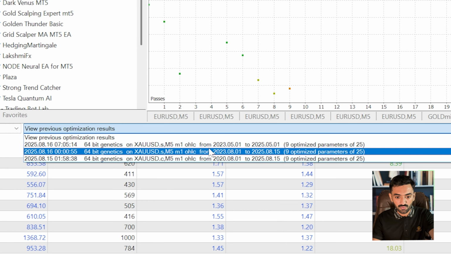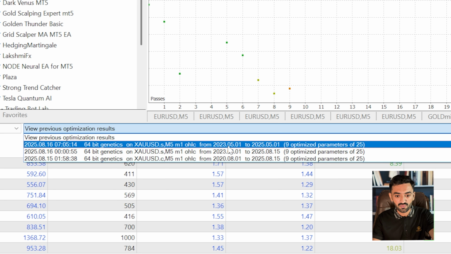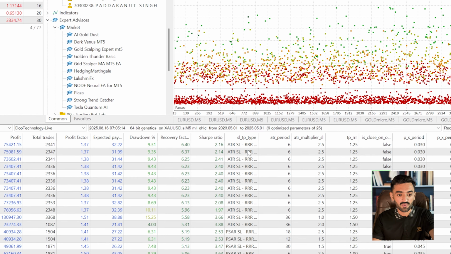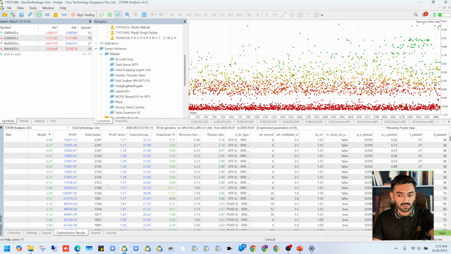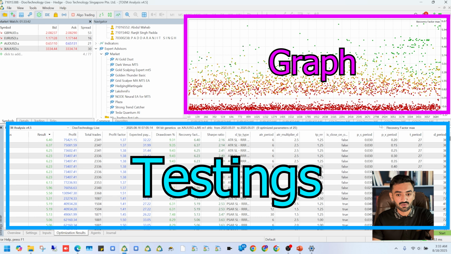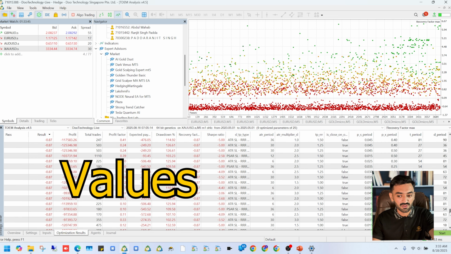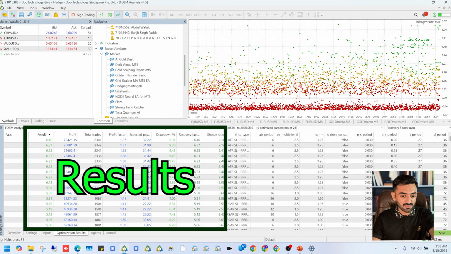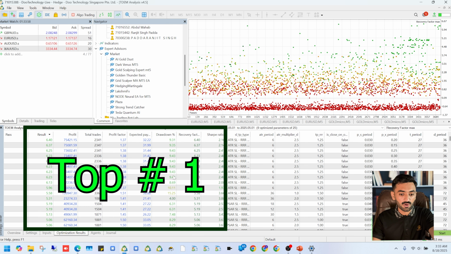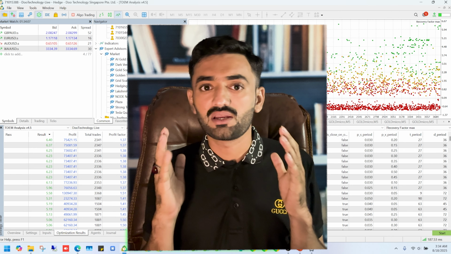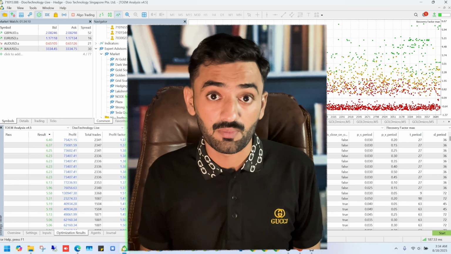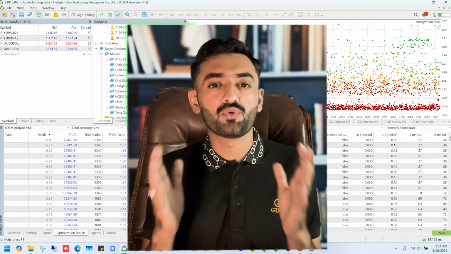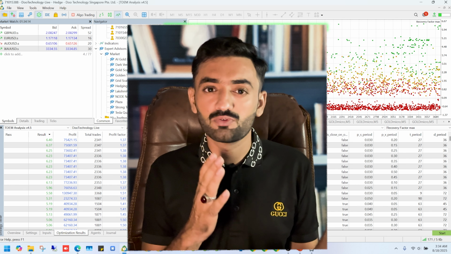Here is the report from 2023 May 1 to 2025 May 1. These are 2 years, and when I select here, there are a lot of testings, this graph, and there are many values here. From all these results, we will select the top number one. Before selecting and before analyzing this report, it is very important to learn a few factors. To learn that, let's move to the slide.